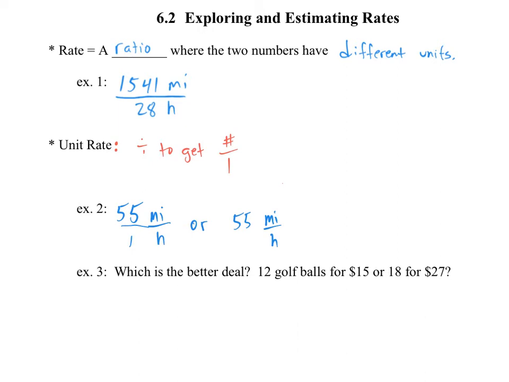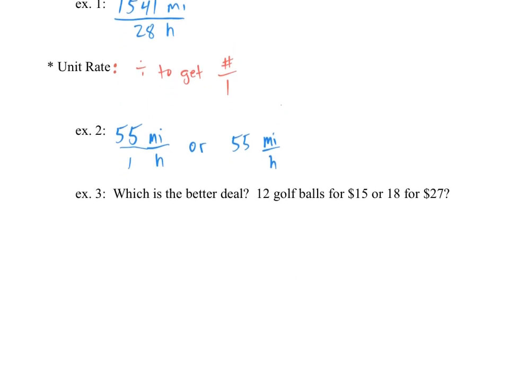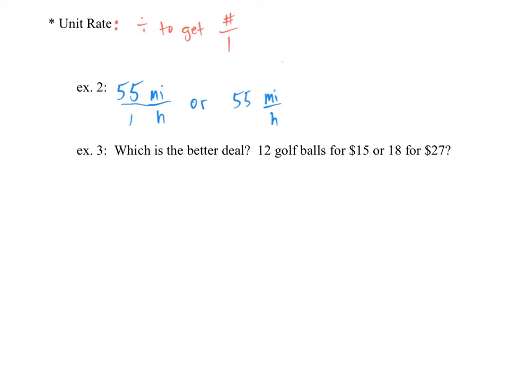Now sometimes you have a question about, what's a better deal? So I came up with this, and you can use unit rates to figure out what's going to be the better deal. So one possibility that you could buy would be 12 golf balls for $15. Or you could buy 18 golf balls for $27. So the question is, which one's the better deal? I'm just making this up, I don't know how much they cost. Usually it's the 18, right? You buy more, you get a better deal. But you could check and see by making a unit rate.